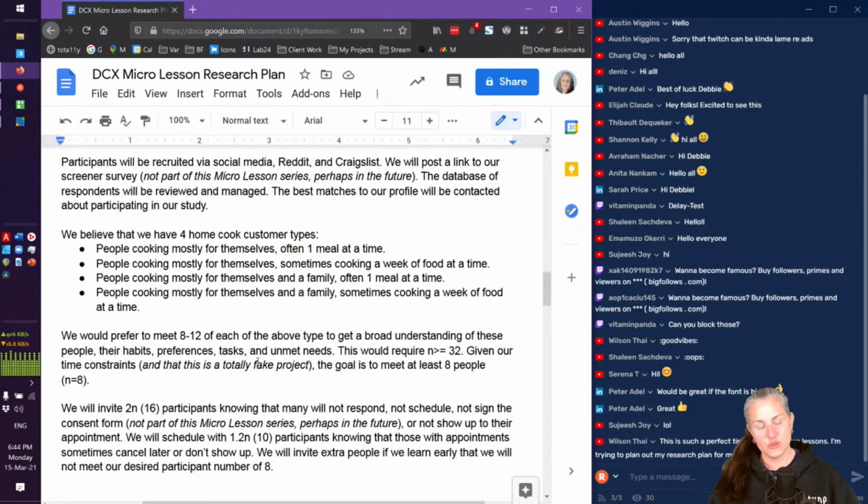We would prefer to meet 8 to 12 of each of the above types to get a broad understanding of these people, their habits, preferences, tasks, and unmet needs. This would require an N, which is what we call the number of people we're going to involve in the study, N for number, greater than or equal to 32. 8 to 12 people times 4 types. 8 times 4 is 32. We'd want to meet at least 32.